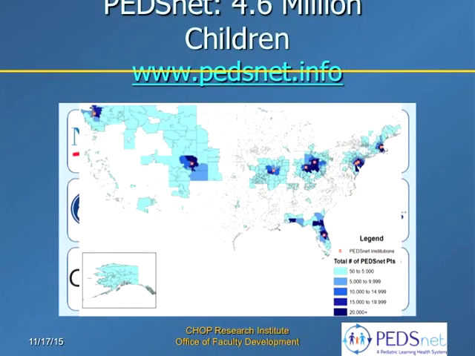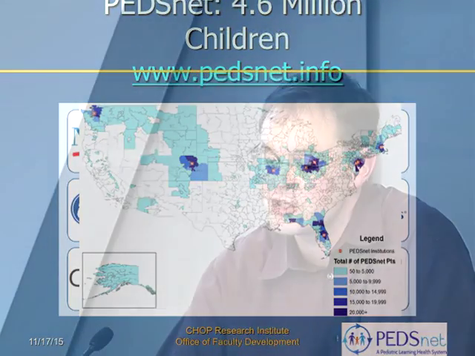PedsNet, as I mentioned, is funded by PCORI, and they have an even larger data set, 4.6 million children. This group, rather than AAP, which is working with small primary care practices, is working with a few large healthcare systems. They have, in addition to primary care data, specialty care data, emergency medicine data, as well as inpatient data from the 8 locations shown here, spanning a large portion of the nation as well.